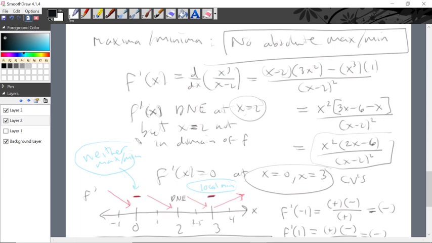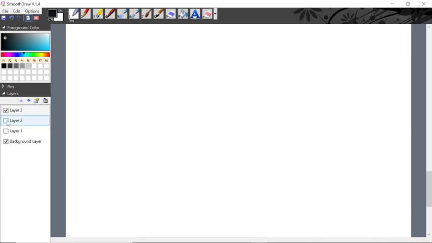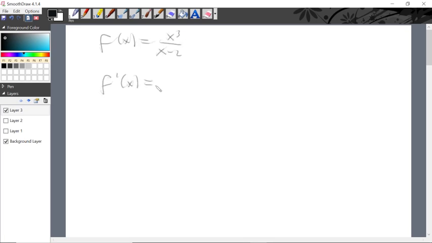And now let's go ahead and see if we can find the second derivative to investigate concavity. Okay, so we had f of x was x cubed over x minus 2. F prime of x was x squared times 2x minus 6 over x minus 2 squared. I could also factor out a 2: 2x squared times x minus 3 over x minus 2 quantity squared.